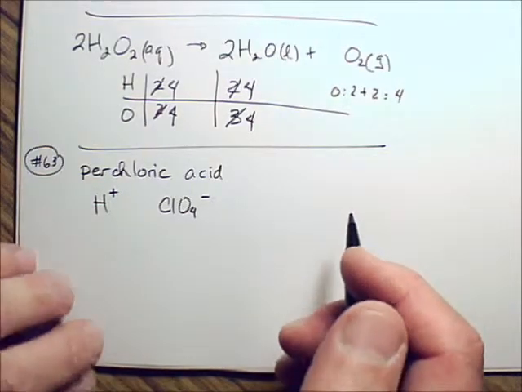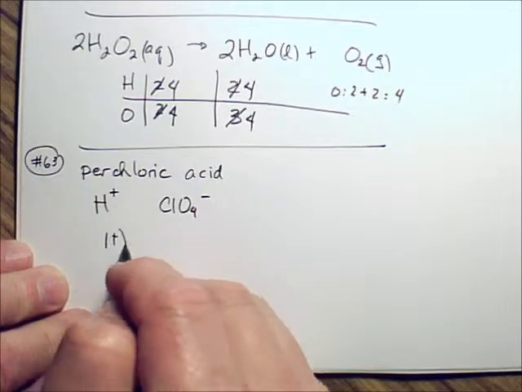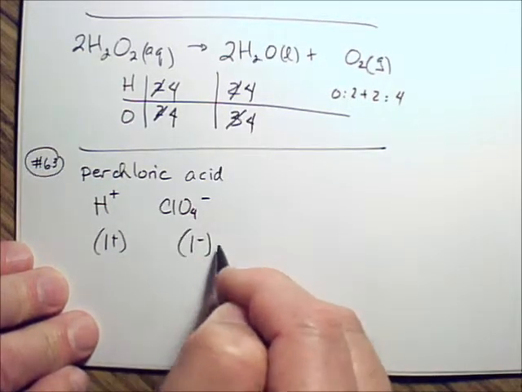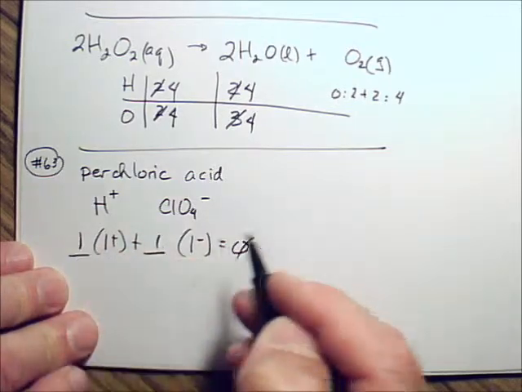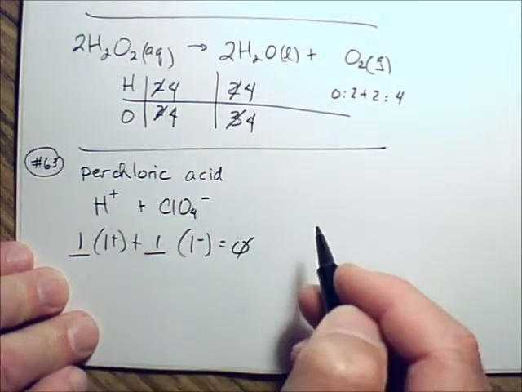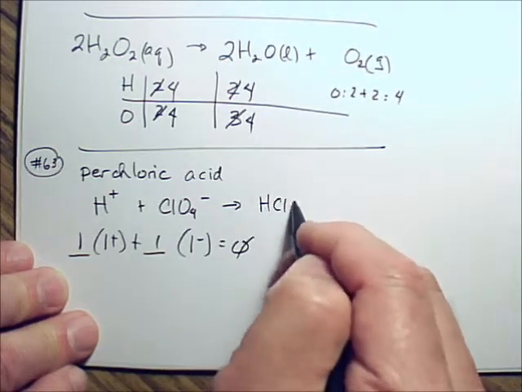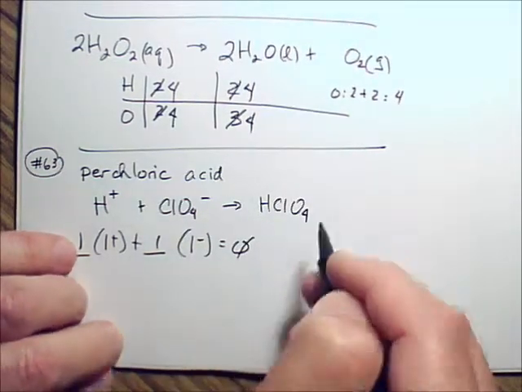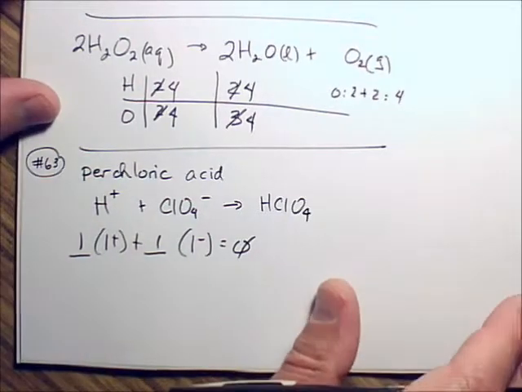So now how do we put those together? 1 plus, 1 negative. The whole thing equals 0. Coefficients of 1 and 1, so I don't need to put any coefficients in the formula. I can put them together as HClO4. Okay? You're very welcome.